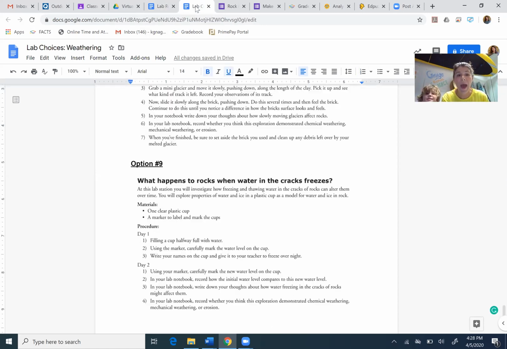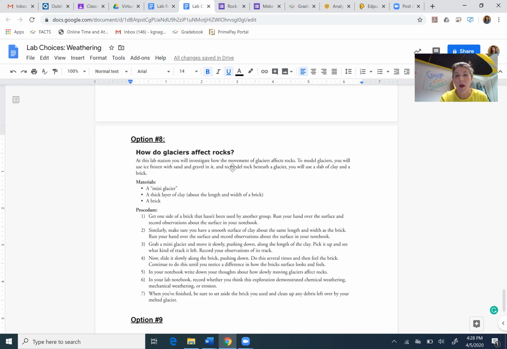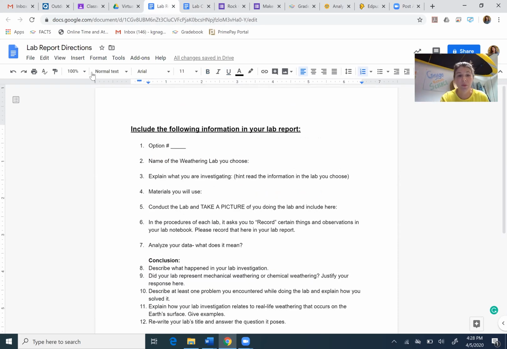chose. If you go back, this little bit of information in each of those options tells you about what you're investigating. So you're including that in your lab report. I'd like to know in number 4 for your lab report, what materials you are using, because some of you might be improvising and changing materials up based on what you have. So go ahead and include that here.